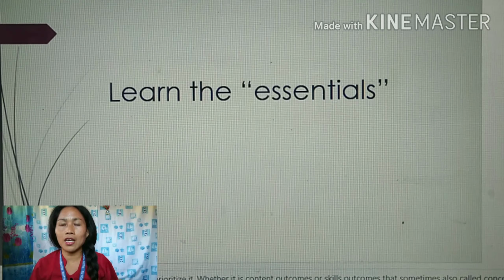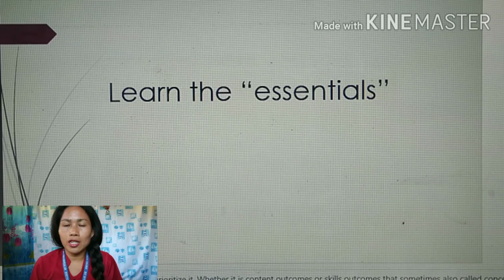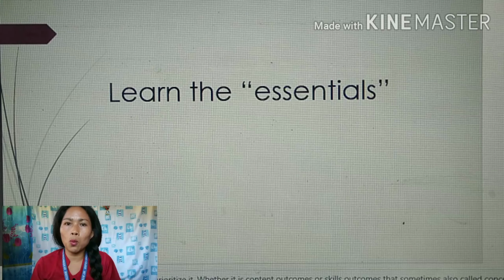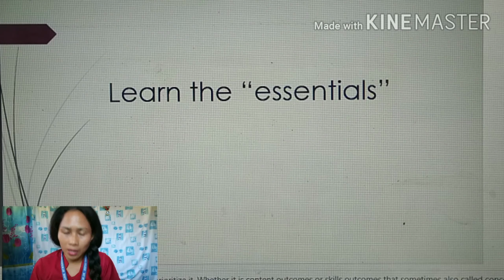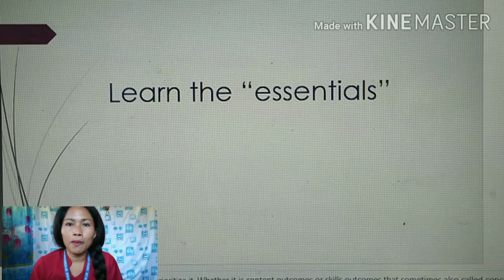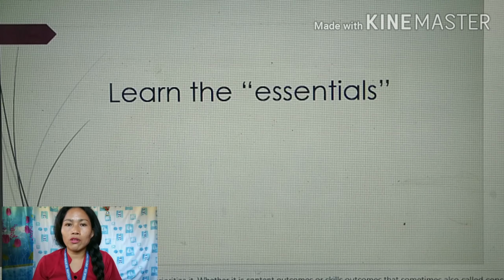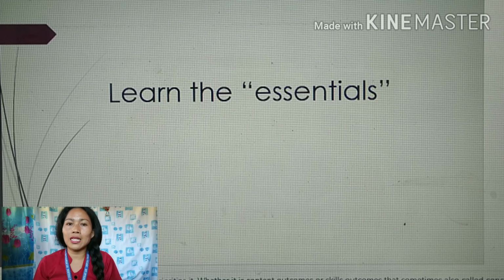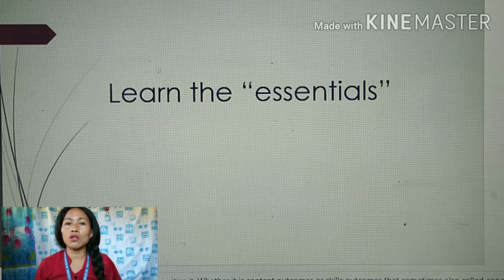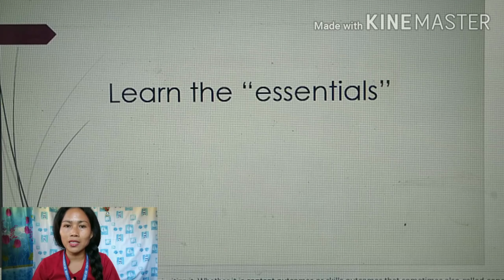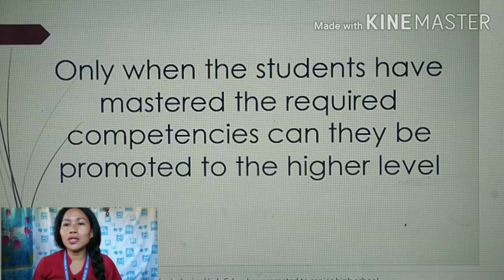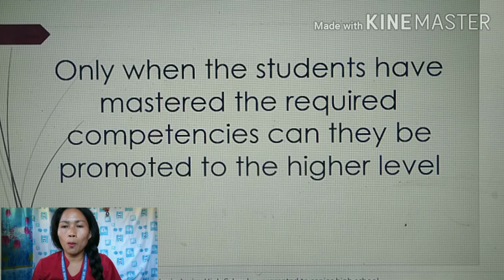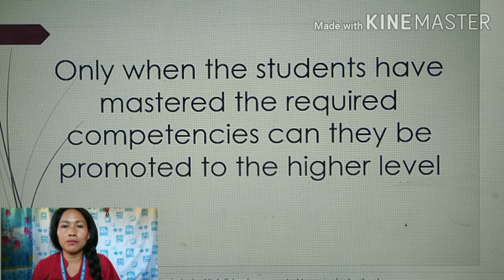Next, learn the essentials. Students should learn what is basic or extremely important and prioritize it, of course. Whether it is content outcomes or skill outcomes, sometimes also called concepts and process outcomes respectively. Only when the students have mastered the required competencies can they be promoted to the higher level.